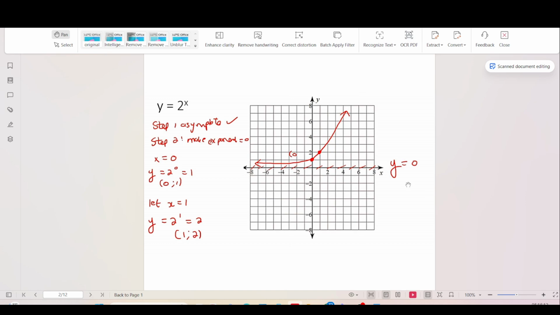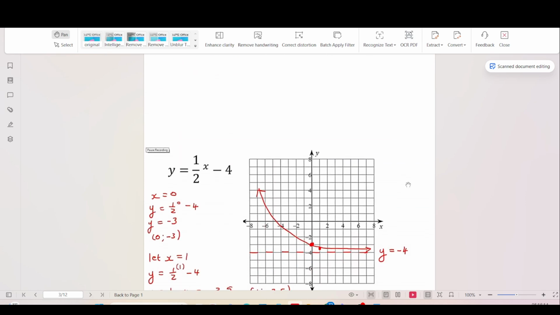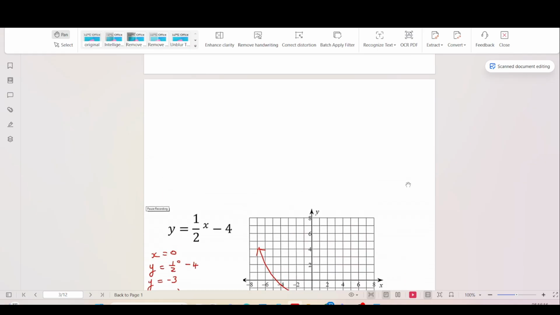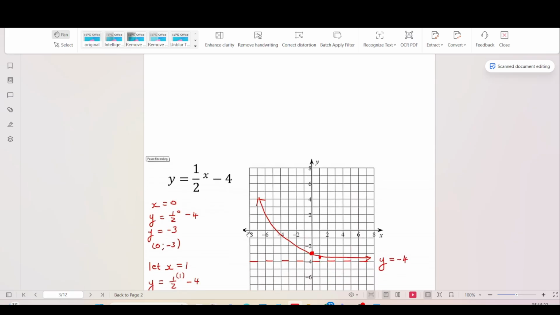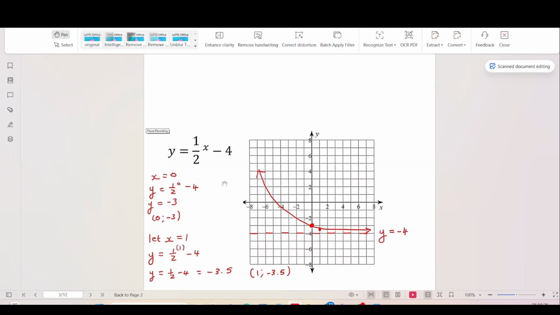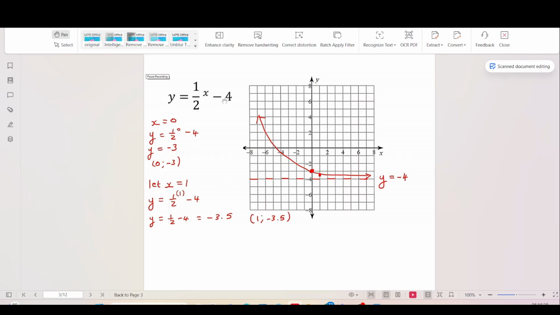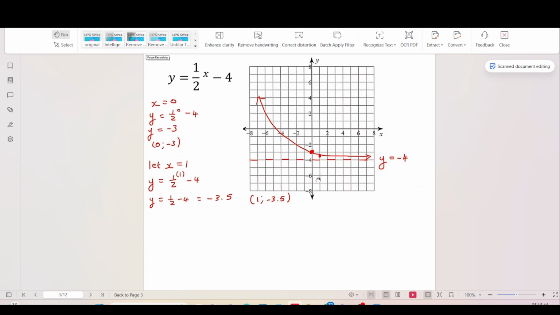What is the asymptote here? Asymptote is negative 4. Remember, in an exponential function we are not changing the sign. If it is negative 4, we keep it negative 4. But in log, we are changing the sign. If it is x minus 2, the asymptote is x equals 2. But here, the sign remains the same.